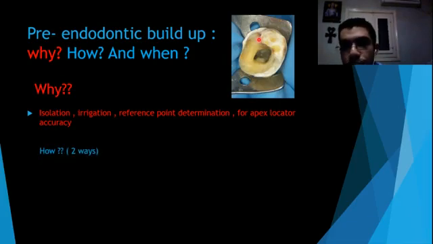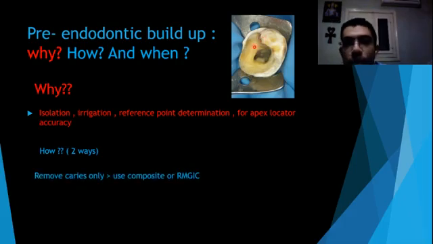So how can we do our pre-endodontic buildup? We have two ways. We can remove caries only, then you can use any restorative material like resin modified glass ionomer or composite restoration to build these missing walls. Then you proceed with opening your access cavity. This is done especially when the access is not already open, when you have caries only, which is reaching the pulp, but you have no actual exposure.